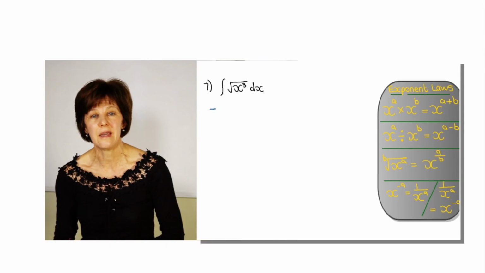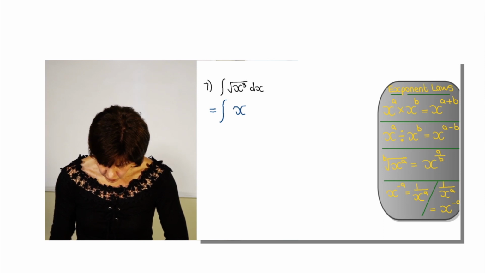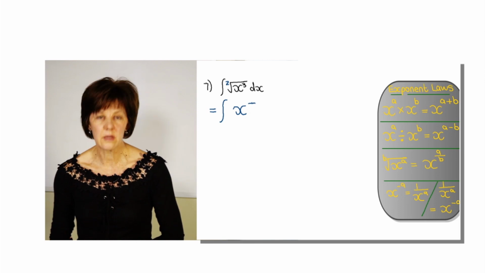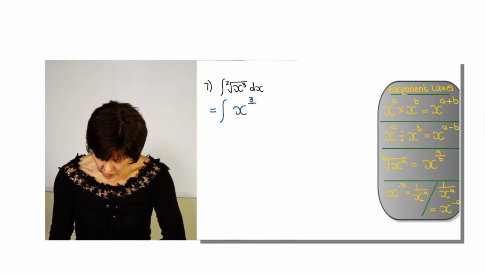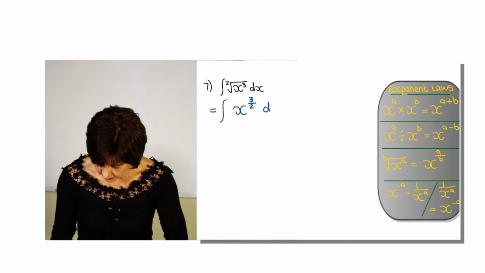For this one, I need to write what's been given in exponent form. So it's x to the power. Now there's actually a 2 outside because it was square root. And I know it's going to be x to the power a fraction, of which the 3 will take the top position. The inside one always gets the top position and the 2 will go out below the line.